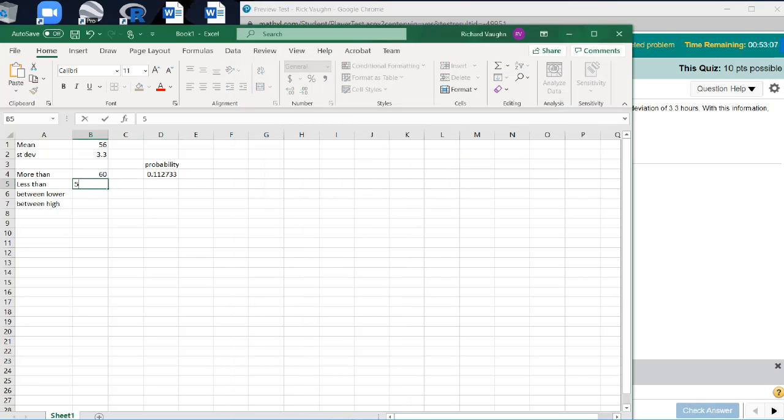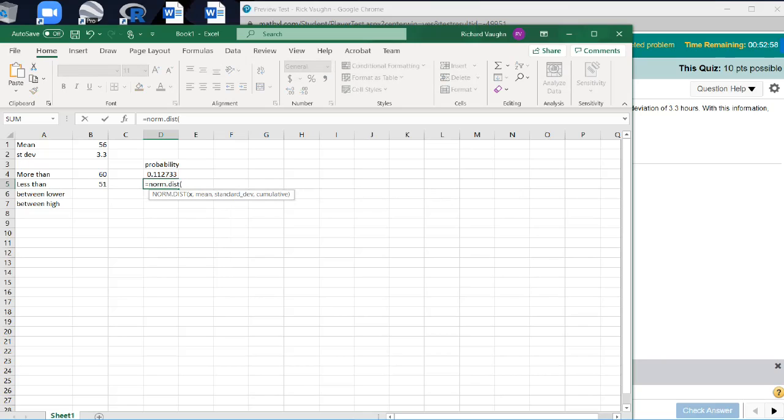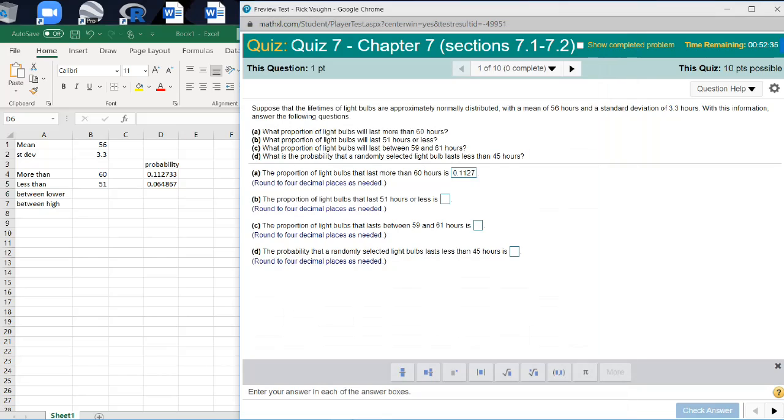So less than 51. This time the function is going to equal, I don't need to do the 1 minus. I'm just going to do that same norm.dist. Okay, the x value, the mean, and the standard deviation. And then say cumulative true. Now this is going to do everything less than, up to, and including 51, which is what I want. Right, so 0.064, and if I round that last digit, it's a 9, 0.0649.